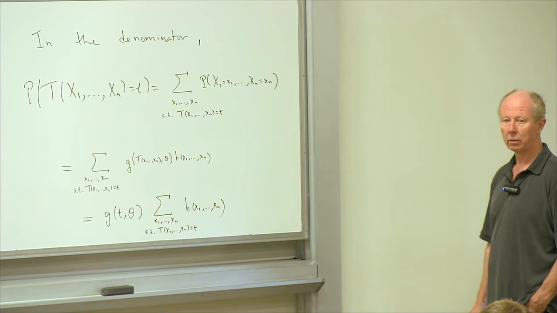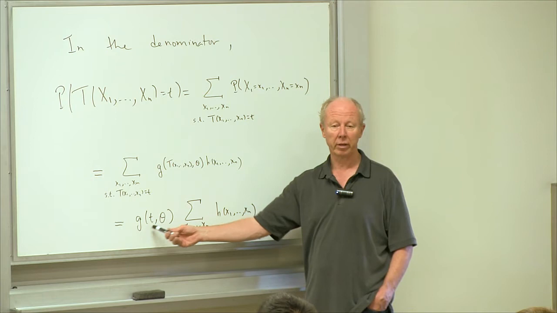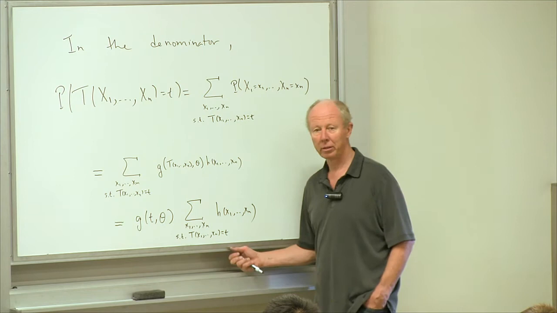And so this is factored. The only dependence on theta here is in the function g of t, theta. No theta here. Okay. All right, so that's the story in the denominator. Now let's check the numerator.